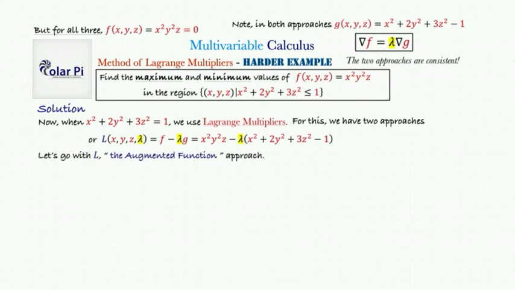But if we go with the augmented function approach, then the first thing you do as soon as you write down the L function, which is clearly f minus lambda times g, where again, g is as I've spelled out. The L function is always constructed by doing f minus lambda times g. And once we construct this L function, we take four partials with respect to x, y, z, and then lambda, and set them all each equal to 0.